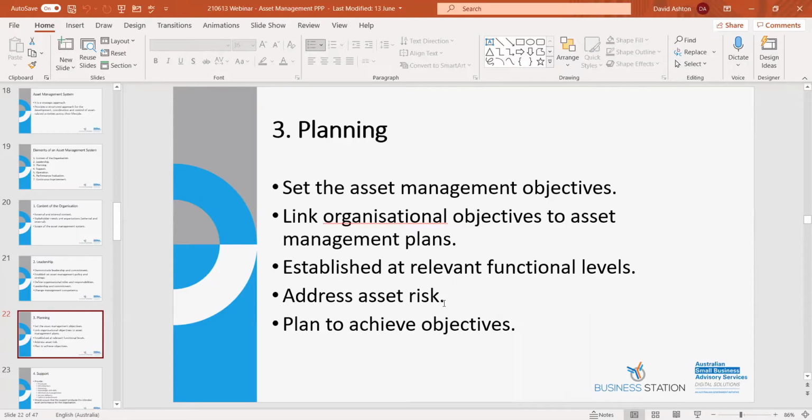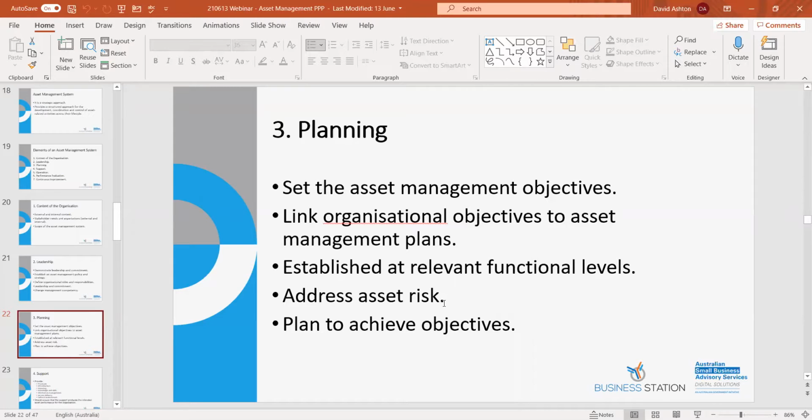Link those objectives to organisational objectives. So whatever you do in relation to your assets must help you achieve the organisation's objectives. You've got to establish these objectives at relevant functional levels. So you're going to have various layers of objectives, obviously the broader organisational strategy, but then filter that down to various levels of the organisation.